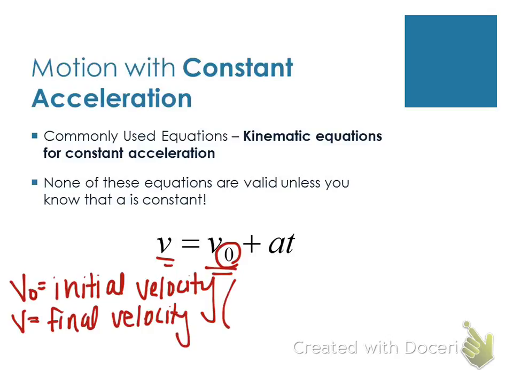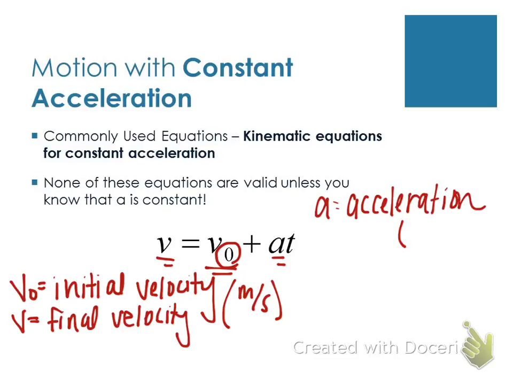Tell me the units for both of these velocity variables. What's the most commonly used unit for velocity? Meters per second. Good. We have to be able to pick out variables based on their units. That's going to make reading those word problems a lot easier. What do we know that a stands for? A is equal to acceleration. And what are the units for acceleration? Very good. Meters per second squared, or it could be kilometers per hour squared. Any of those could be acceleration units, but it's distance per time per time. It's the rate at which our velocity is changing.